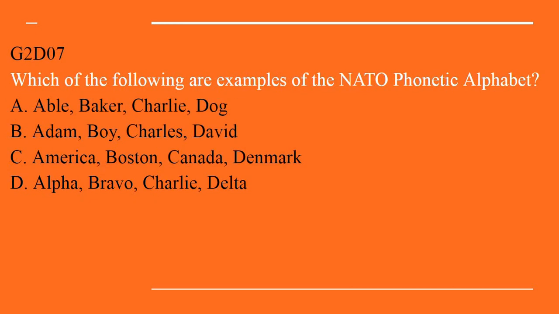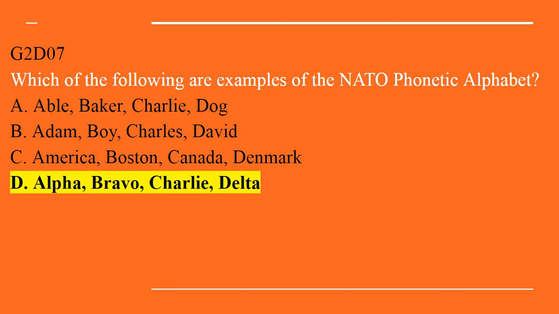G2D07, which of the following are examples of the NATO phonetic alphabet? A. Abel, Baker, Charlie, Dog. B. Adam, Boy, Charles, David. C. America, Boston, Canada, Denmark. Or D. Alpha, Bravo, Charlie, Delta. Correct answer is D. Alpha, Bravo, Charlie, Delta.